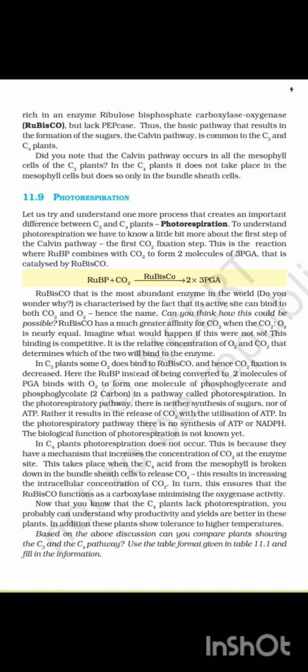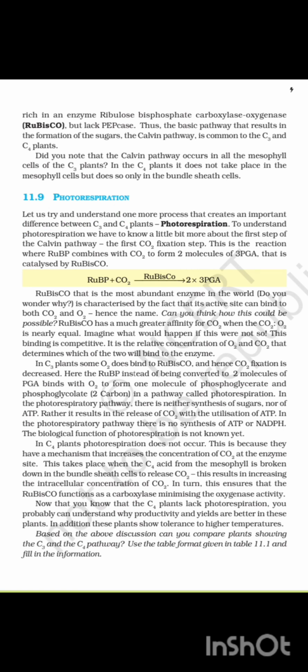Thus, the basic pathway that results in the formation of sugar, the Calvin pathway, is common to the C3 and C4 plants. Did you note that the Calvin pathway occurs in all the mesophyll cells of the C3 plant? In the C4 plant, it does not take place in the mesophyll cell, but only in the bundle sheath cell.